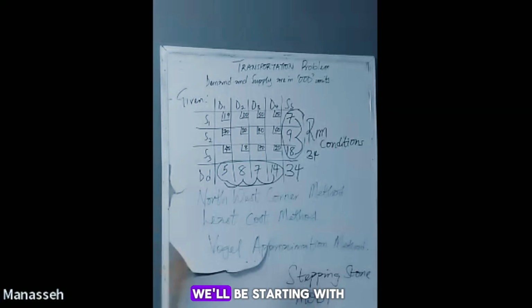So I said, firstly, we'll be starting with the northwest corner method. To see how far we can go, we look at the least cost method and the Rogers approximation method. Now, what is the idea towards the northwest corner method? The northwest corner method is basically based on the geographical location of the source, whereby you are using it to meet up with the demands at the destination.